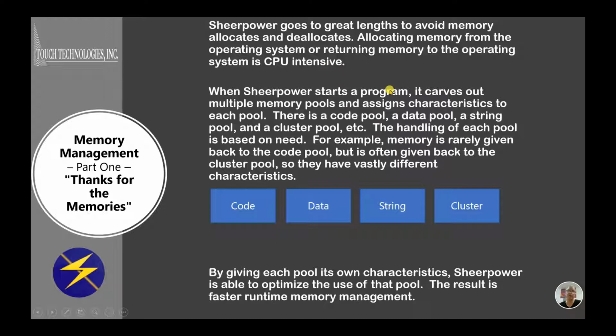When Sheerpower starts a program, it carves out multiple memory pools and assigns characteristics to each of those pools. There's a code pool, that's where all your generated code goes, a data pool, a string pool, a cluster pool. There's about 15 pools in total. The handling of each pool is based on need. For example, memory is rarely given back to the code pool, but it's often given back to the cluster pool because you're creating and deleting clusters and things like that. So they have vastly different characteristics.